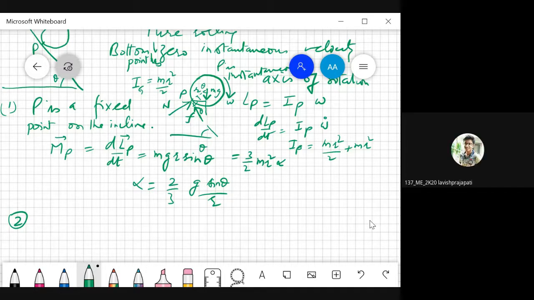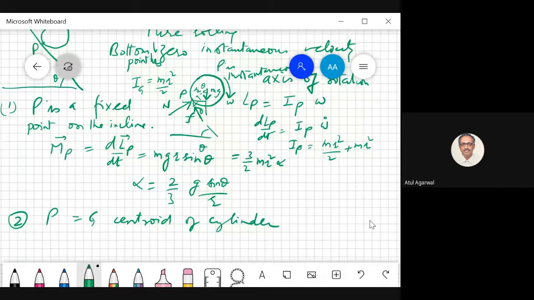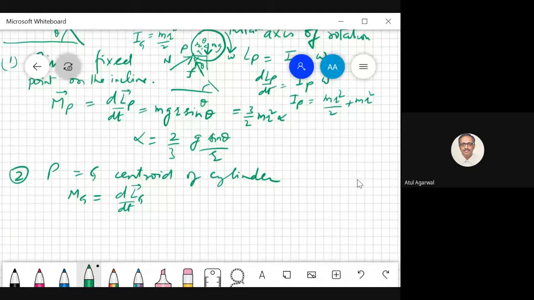Okay sir. Now I am taking P as a centroid, P is equal to G, like the centroid of the cylinder. Now what is my equation? M_G is equal to dL_G by dt. What is my L_G? I_G into omega. And what is your I_G? m r square by 2 into omega.